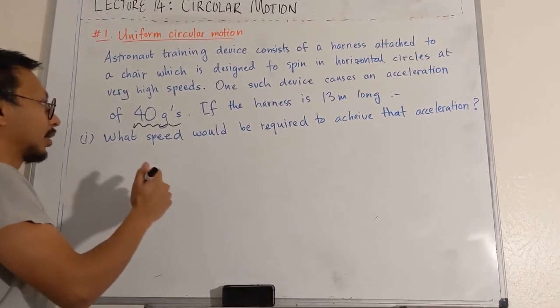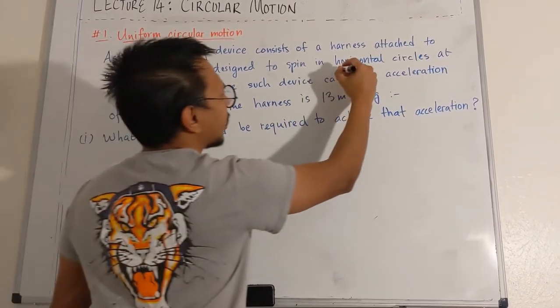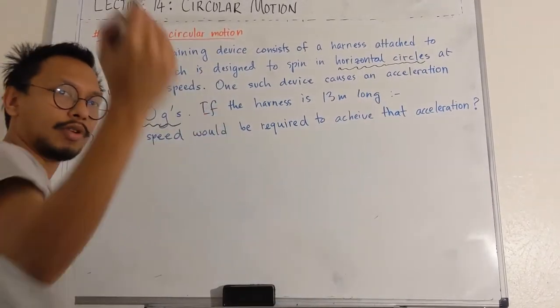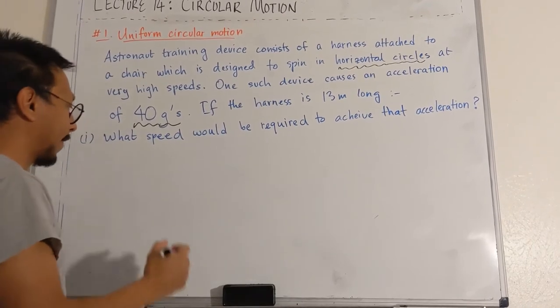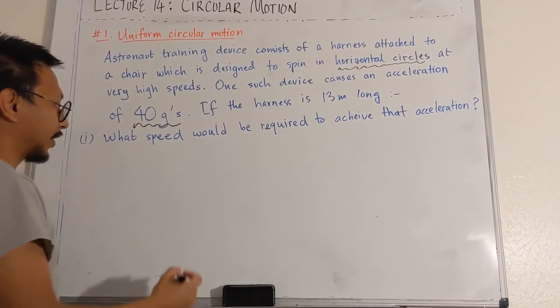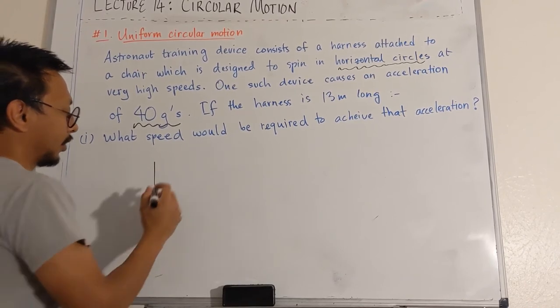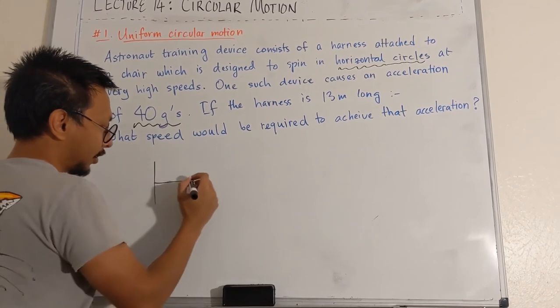Now, how do we know how to solve this problem? Well, because it is mentioned that the device is spun around in a horizontal circle, and so this is circular motion. All right, so let's draw a very simplified diagram of what is happening. So we have something, a pole, an arm or a harness is attached to it.